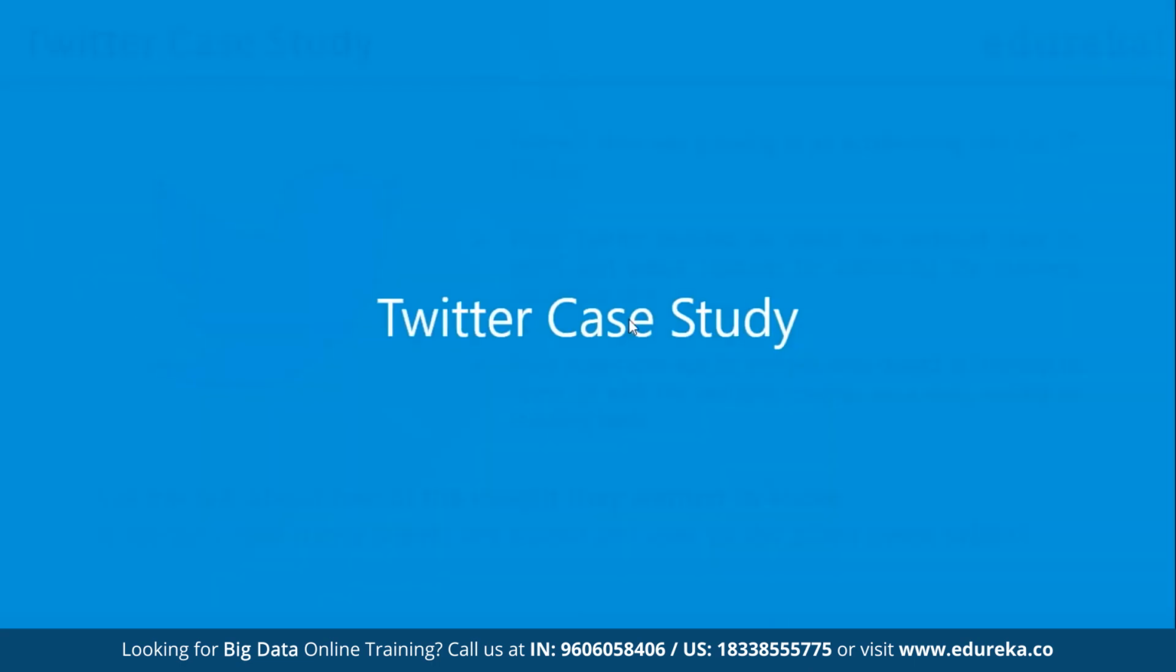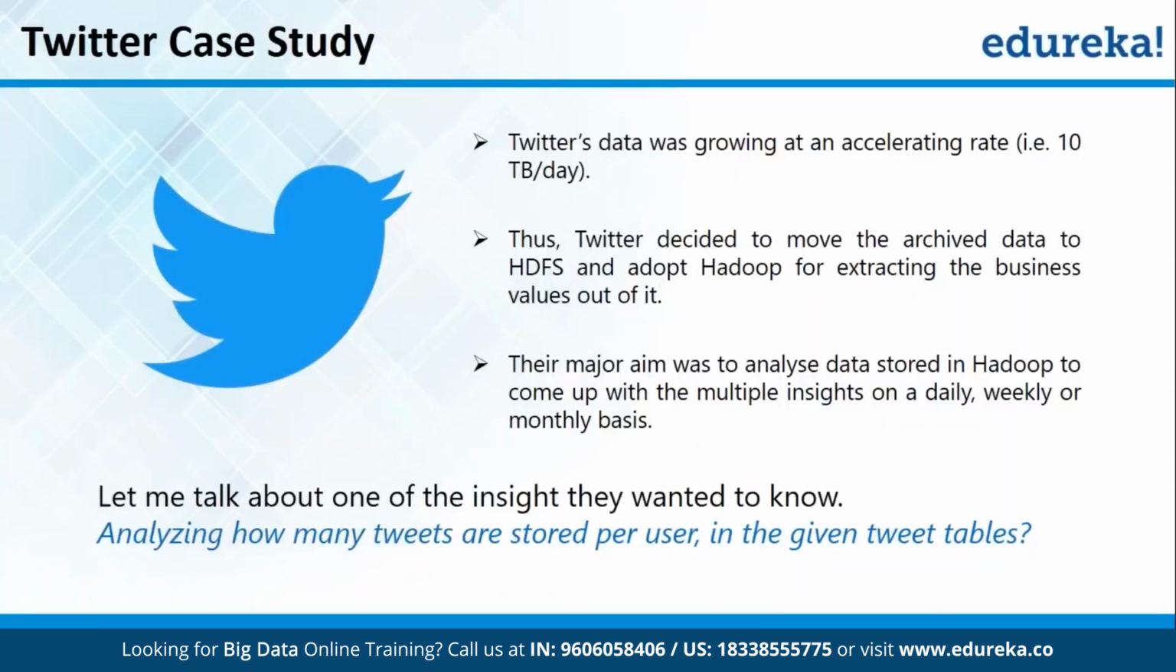But before that, we need to understand the problems that Twitter had. The very first thing is that Twitter's data was growing at a very fast pace, almost 10 TB per day. This is an old reading. However, if you find today's rate, it would be much more than this. So it became important for Twitter to analyze this data and get insights out of it, and hence Twitter decided to move the archived data into the Hadoop Distributed File System. They started using Hadoop, dumped this data to HDFS, and now they wanted to analyze this data and extract multiple insights on a daily, weekly or monthly basis.